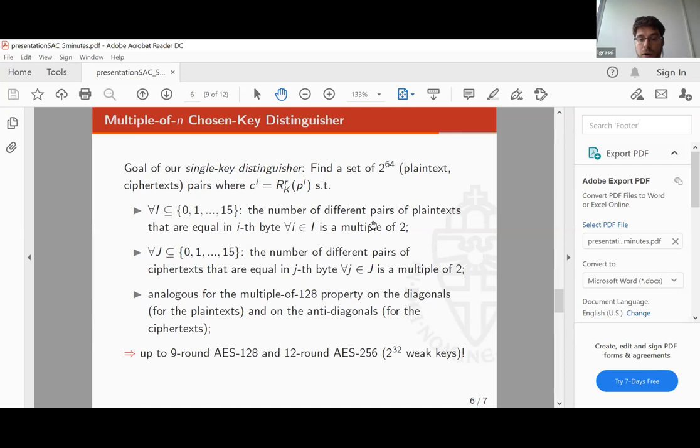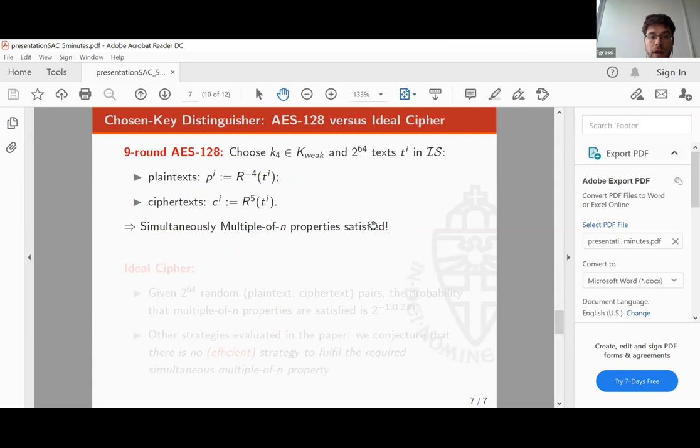So just to have an idea of the proof, let's focus on 9-round AES-128. The idea is to show the four subkeys are in the set of weak keys and to consider 2^64 texts in the invariant space IS. We define the plaintext as the 4-round decryption of this text and the ciphertext as the 5-round encryption of this text. In this way, we can have the multiple-of-n property both on the plaintext and on the ciphertext.